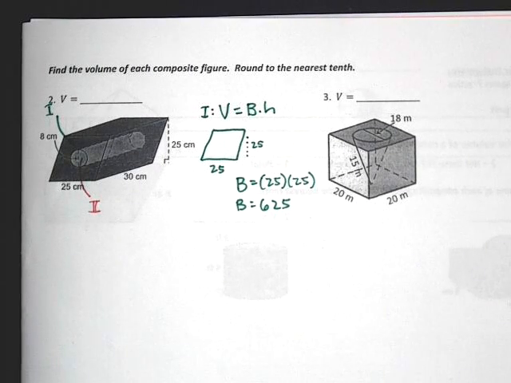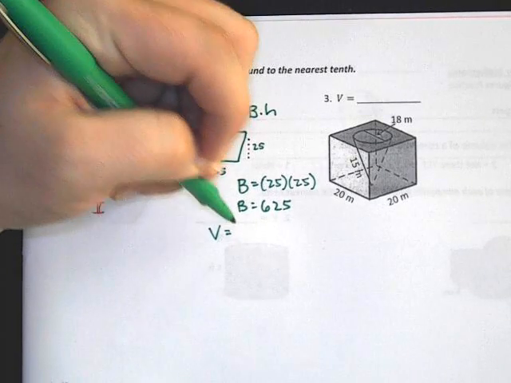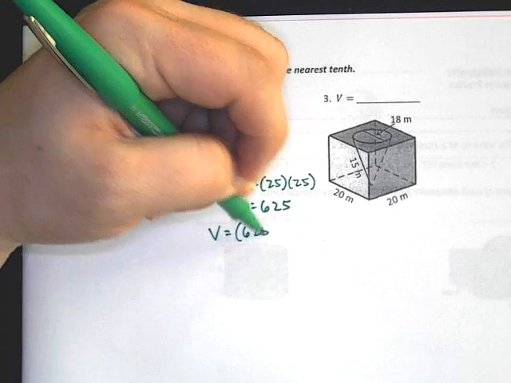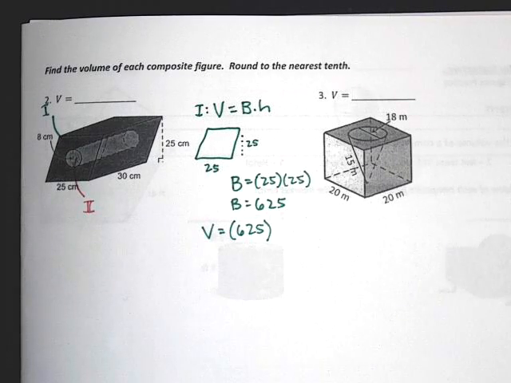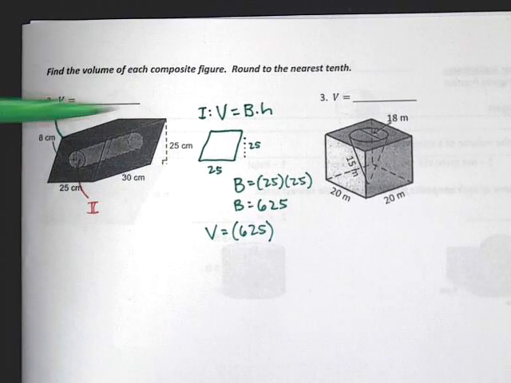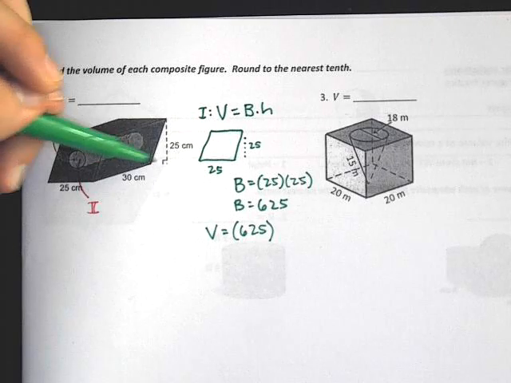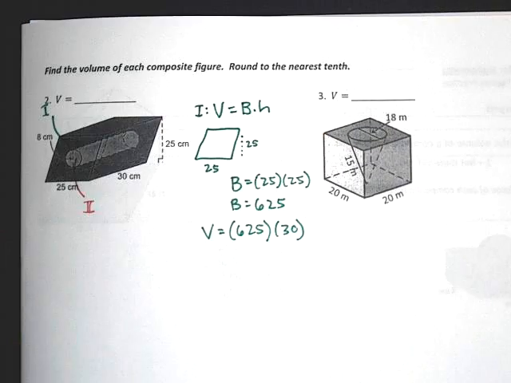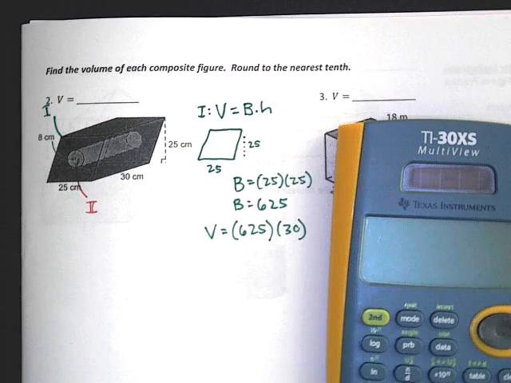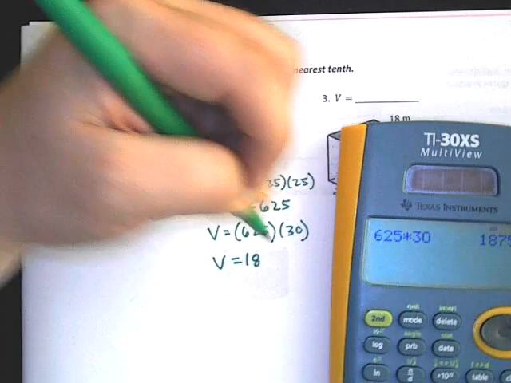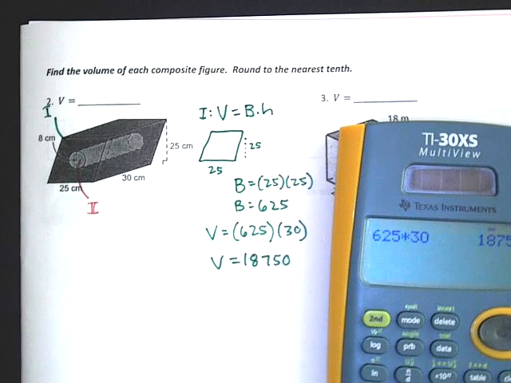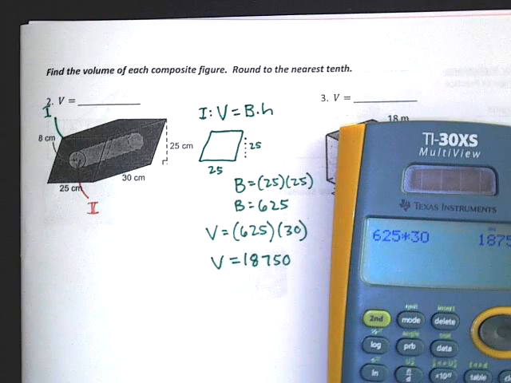Now that I have that, I need to plug it in. Well, we just calculated the base area was 625. Now we need the distance between the two bases, or what we call the height of the prism. The two bases are the front and the back, which means the height is 30 because that is the distance between. So when I come to the calculator, 625 times 30, I end up getting 18,750 for the volume of the giant figure, the big parallelogram prism.